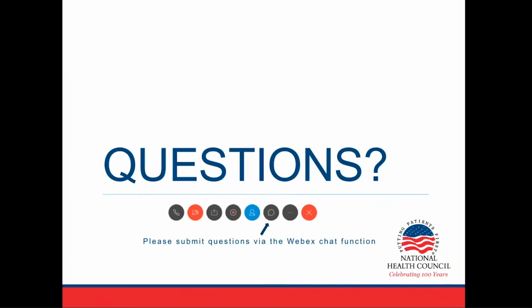The first one is actually a question about how are the outcomes determined, and then how are the outcomes linked back to the clinical trial outcomes that were used for approval? Are they the same outcomes? Are they different outcomes? If you could speak a little bit about that, please.